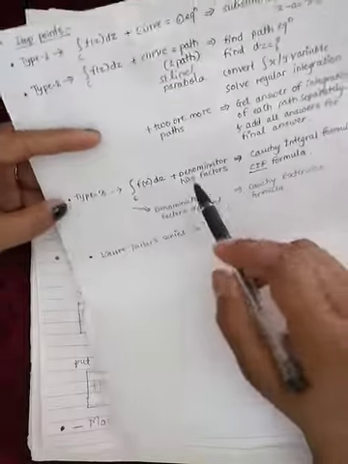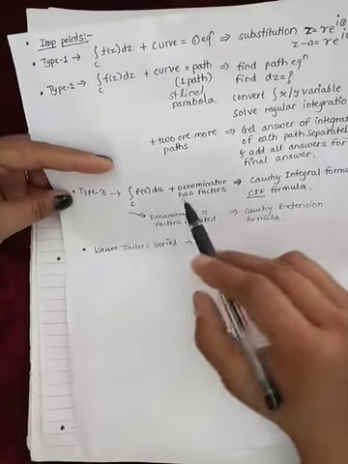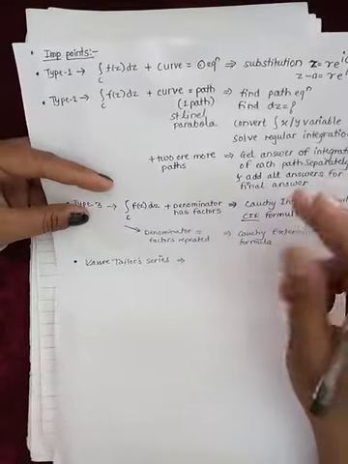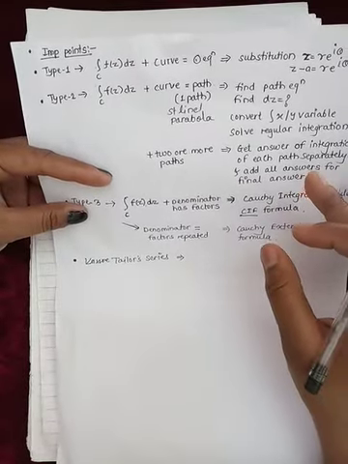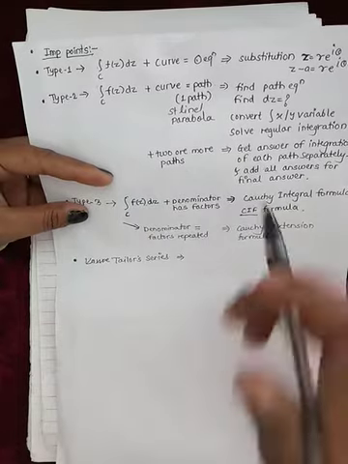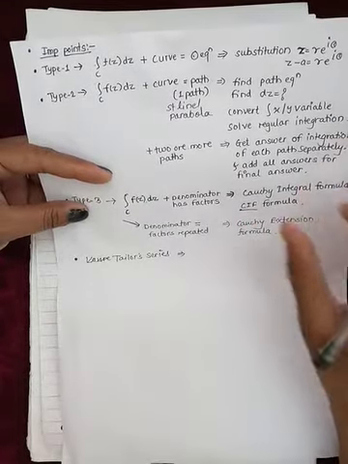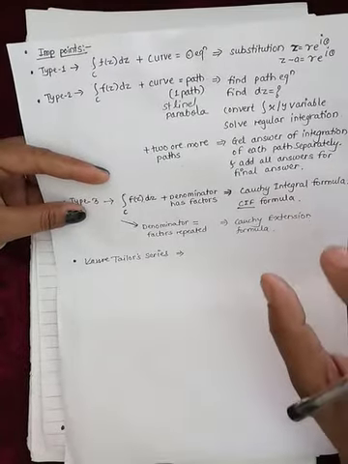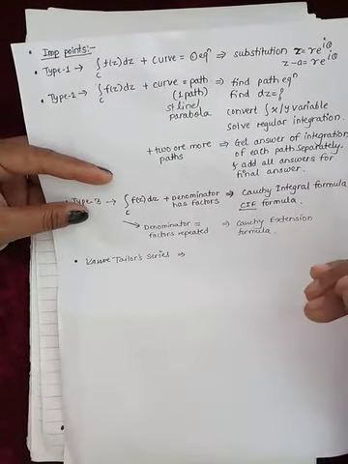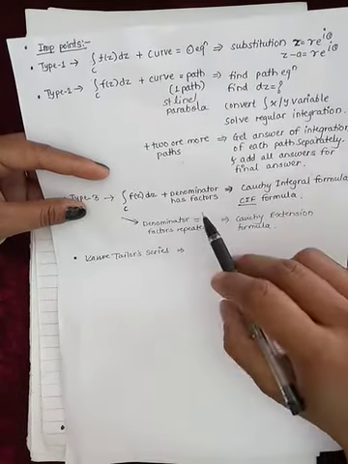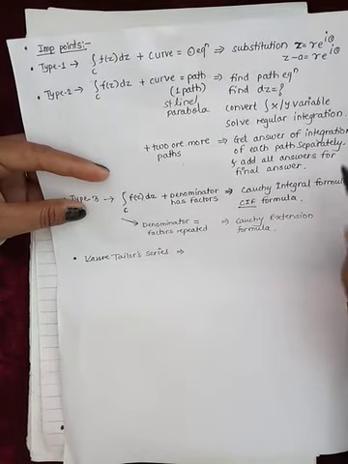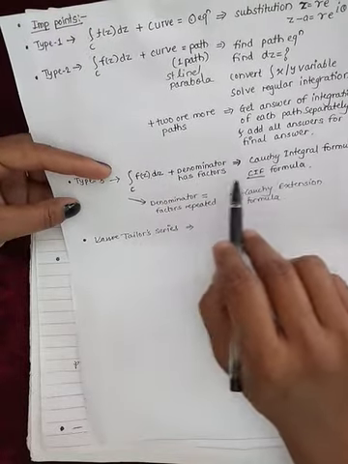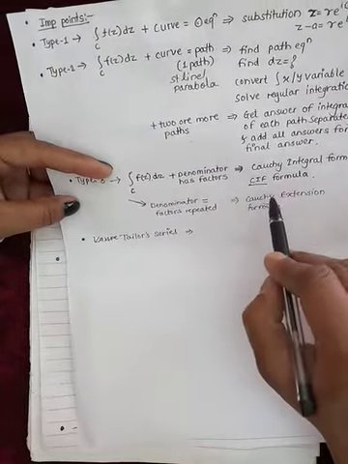Then the next type of example we have seen: the integration function is given with a denominator, and we can factorize the denominator, or the denominator is given in the form of factors. Then we use the Cauchy integral formula. If the denominator has factors, then use the Cauchy integral formula.